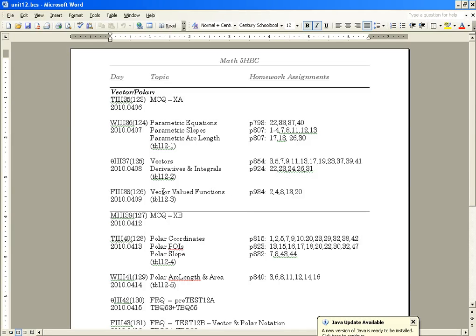And it's Friday, and it says vector valued functions, but what I'm really going to talk about is how we can switch from parametrics to polar. It's related. So here we go.